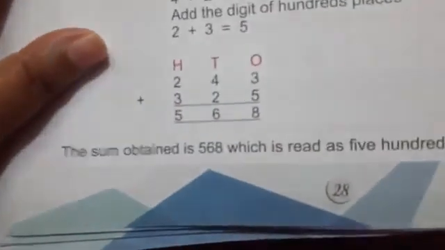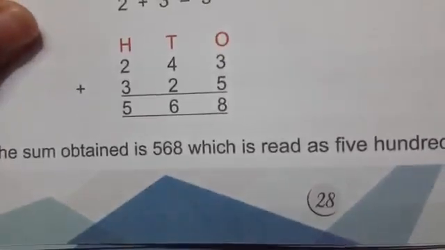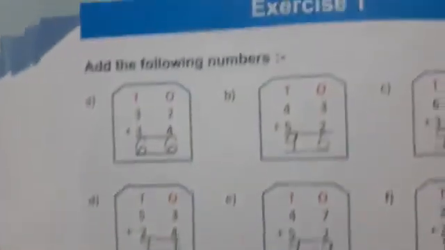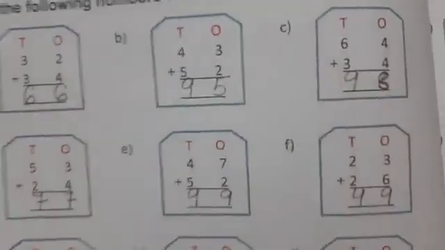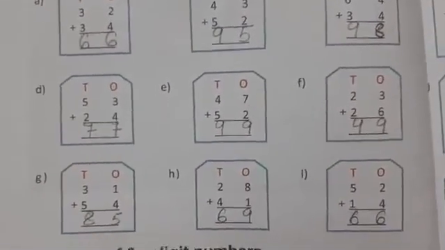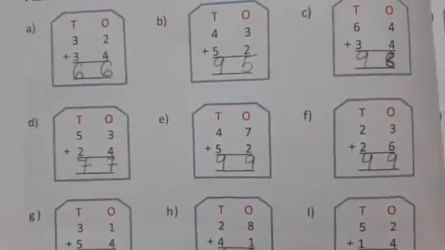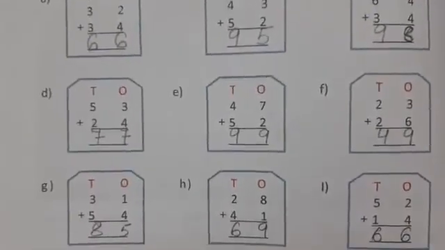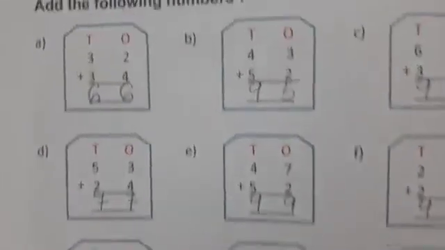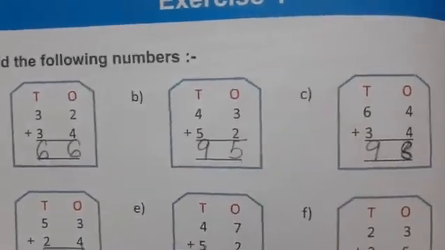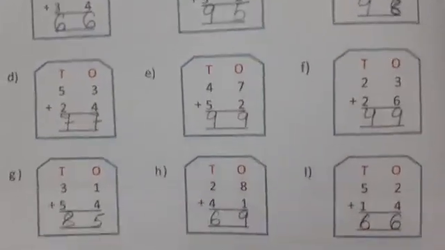Now children, look at your exercises. That is your exercise 1, page number 28. You have to complete this exercise in your maths book. See, I have already done it in the maths book. You have to complete it in your maths book and also in your maths copy. So you have to write this addition in the maths copy as well as in the maths book. Okay. See, I have already done it, so you will do it by yourself.